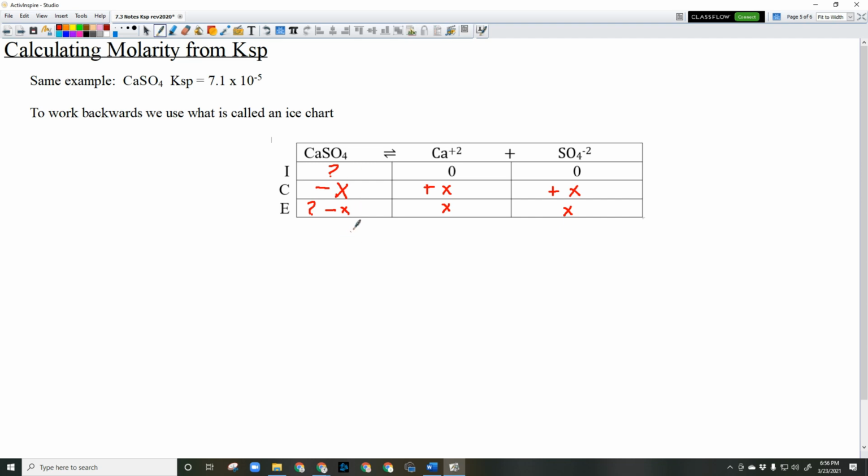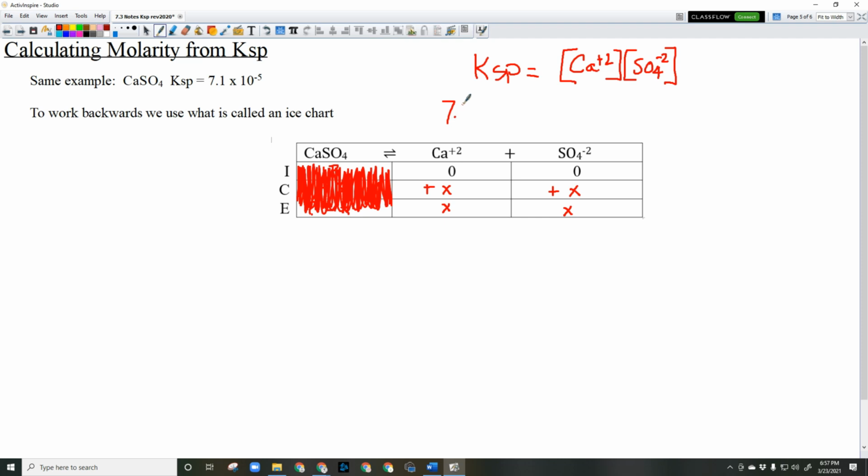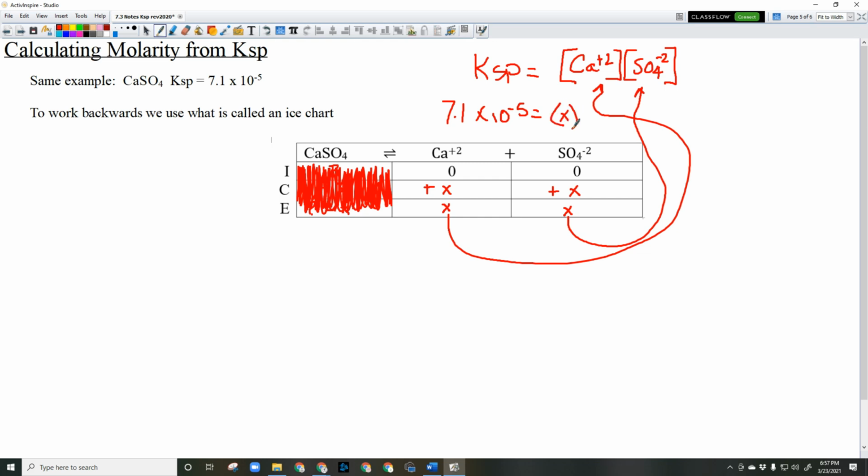Now, we're trying to find the concentration from the Ksp. Remember here that this is a solid, so we're going to ignore it. It doesn't matter because it's a solid. The only things that matter here are the Ca and the SO4. So the Ksp expression is the Ca concentration times the SO4 concentration. We're given the Ksp, so I'm going to substitute that in. And what can we substitute in for Ca? X and X. So this is really X times X.